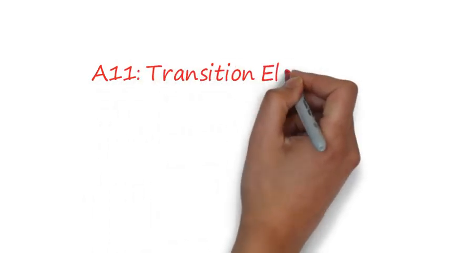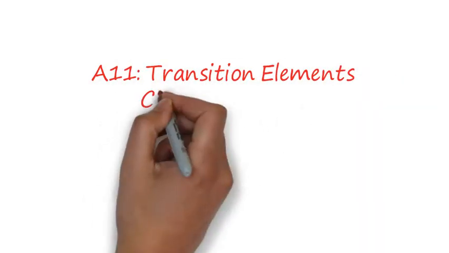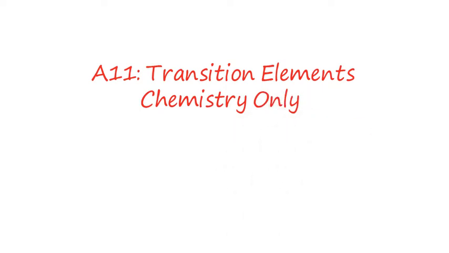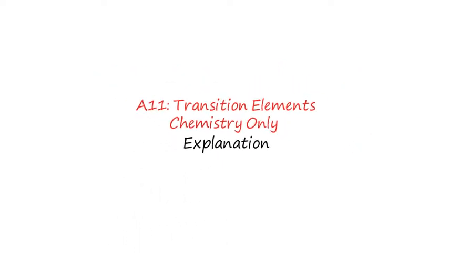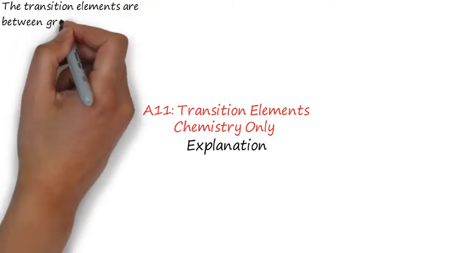The transition elements are the elements between groups 2 and 3 of the periodic table. Most people are familiar with these elements, such as gold, silver and iron. The transition elements are all metals.